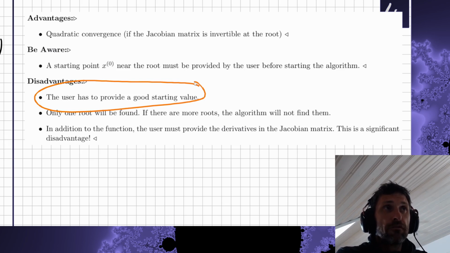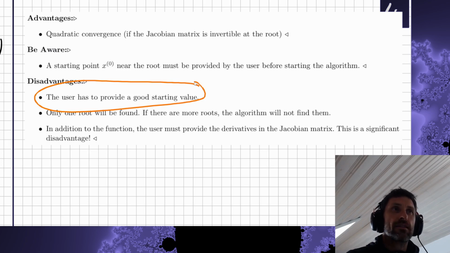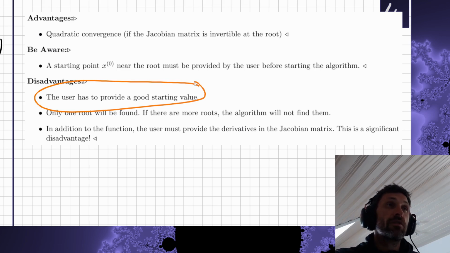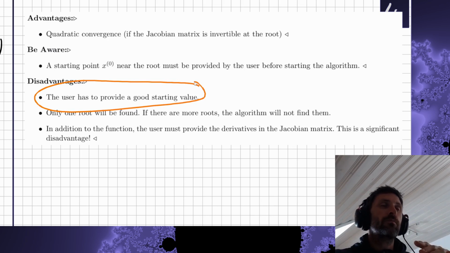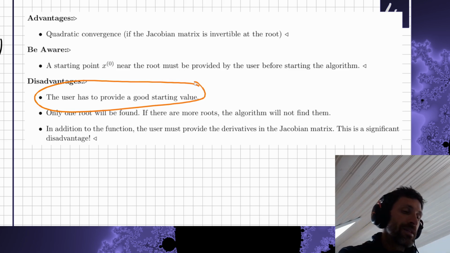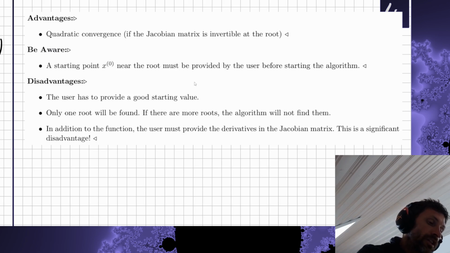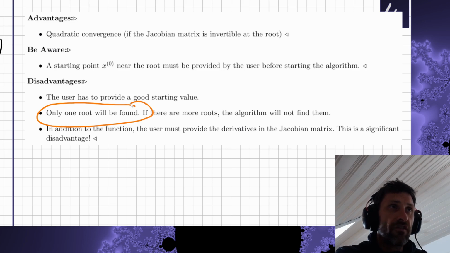This is possible for specific subclasses such as polynomial systems of equations. That was part of my PhD thesis, to talk about polynomial systems, and there's no need to provide some initial value, okay? But normally the user has to provide only one root, or better at most one root corresponding to the initial value may be found, never more than one.